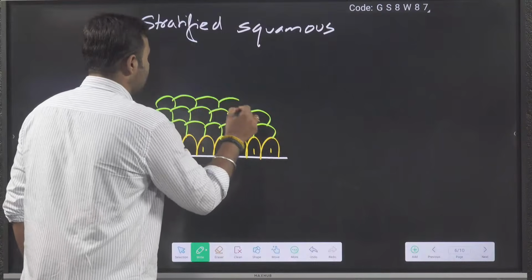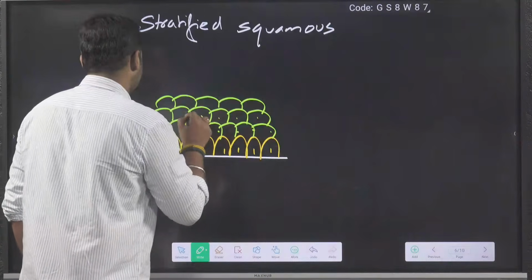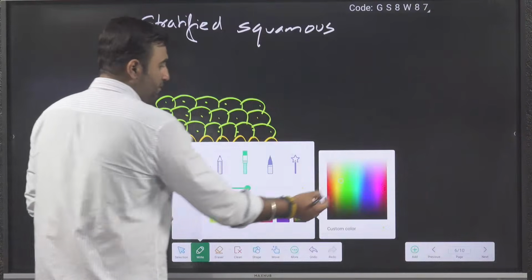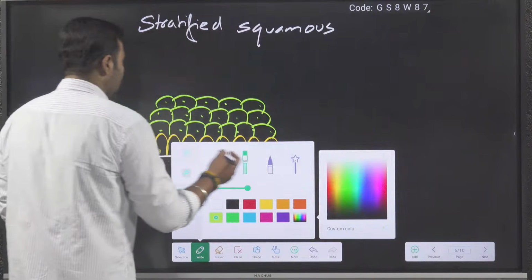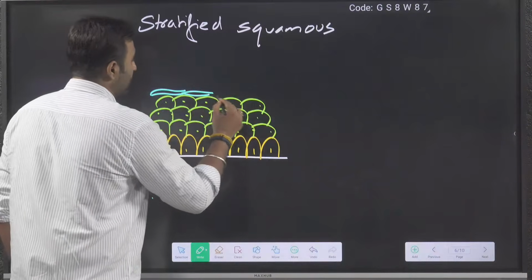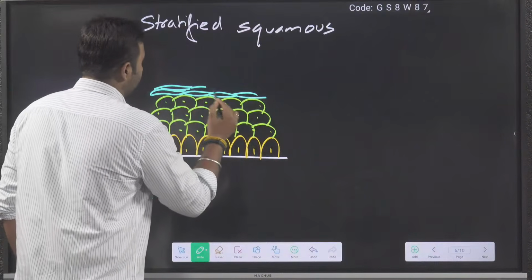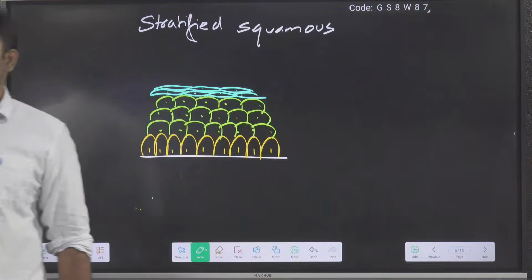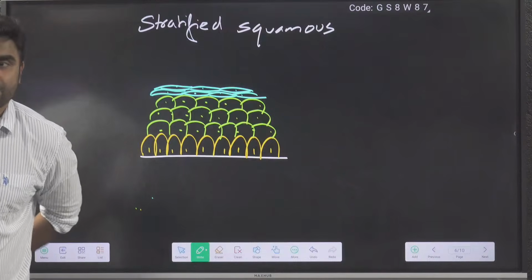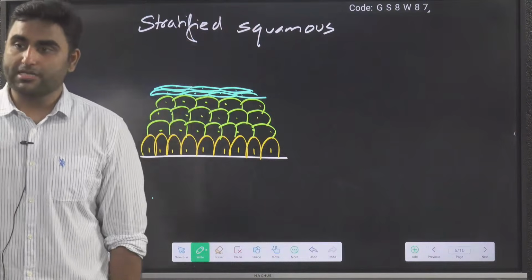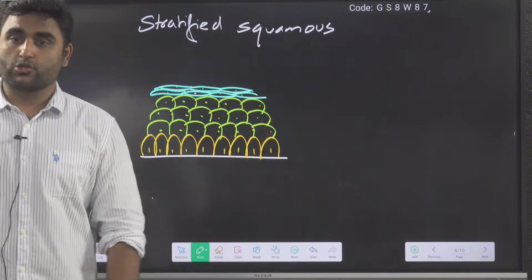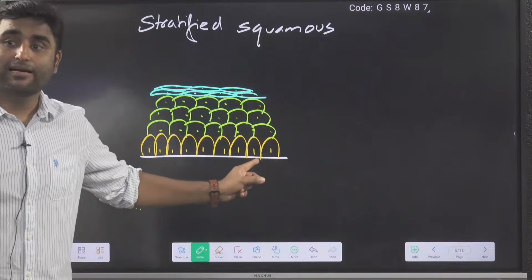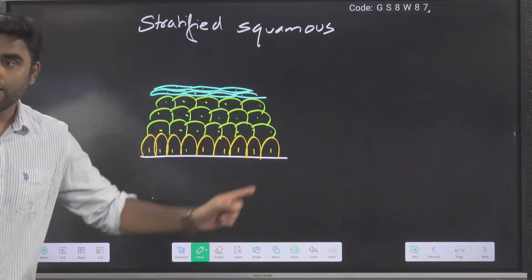As you go further up, the cells will become flattened, and they are becoming squamous cells. So you can see three layers of cells are there. In stratified squamous, only the upper level is squamous. The middle level is cuboidal. The lowest level at the basement membrane is columnar.